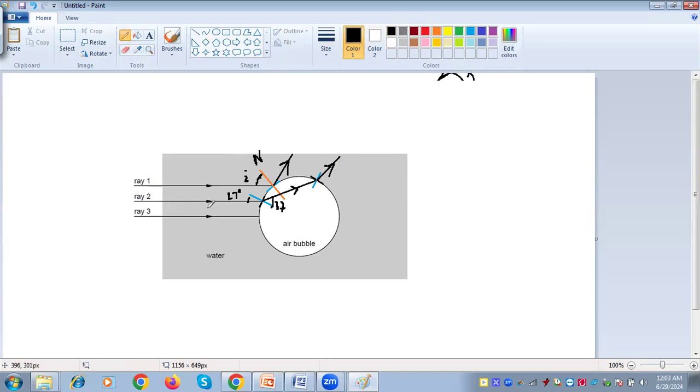What about ray 3? Draw the tangent. Since this is striking at 90 degrees to the surface, it will go straight. Along the normal it is coming.